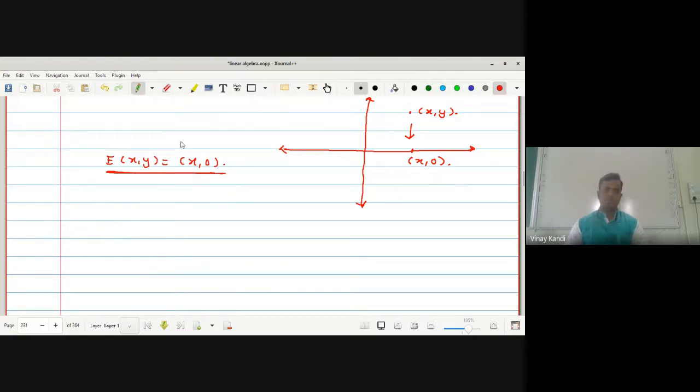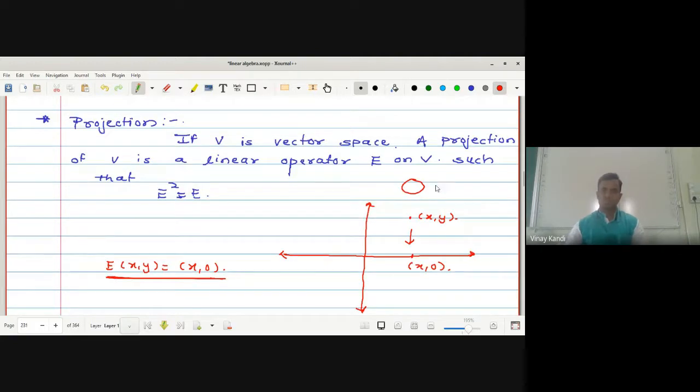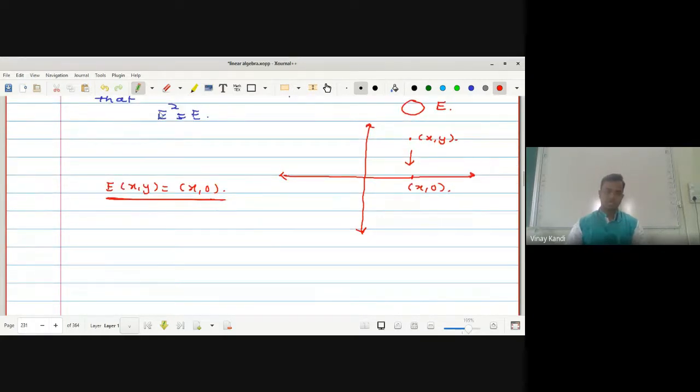This is my operator. तुमचा इथं ऑपरेटर म्हणजे काय? तुमचा हा E. E of xy is equal to x0. हाला प्रोजेक्शन कधी म्हणणार? If this condition satisfies, apply again E on this one.